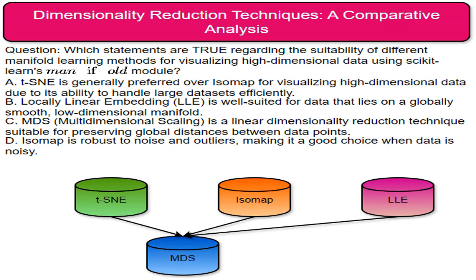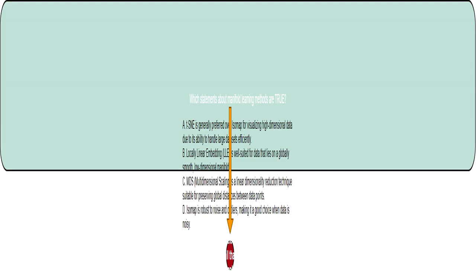I'm analyzing different techniques for reducing the dimensionality of datasets. This is a core concept in machine learning and data visualization. This question tests your understanding of dimensionality reduction techniques, specifically t-SNE, isomap, locally linear embedding, LLE, and multidimensional scaling, MDS. I'll need you to evaluate each statement about these methods and decide which are accurate based on their properties. Let's see how well you know these algorithms.